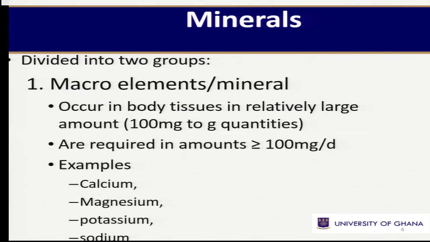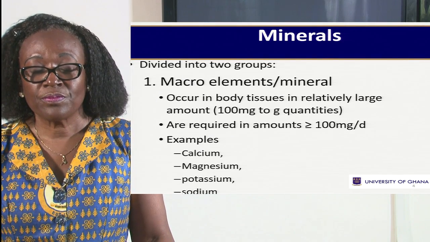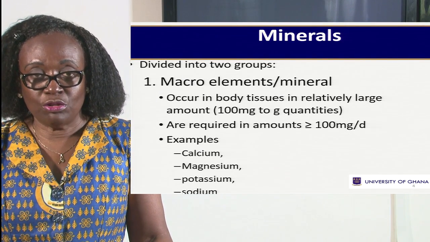The minerals are divided into 2: macro elements or minerals, and these are needed in larger amounts, from 100 milligrams to 2 grams quantities. For example, when we talk of calcium, we need calcium in large quantities that form our bones and our teeth. This is a typical example of a macro element that you can identify with bones. Our bones are made up of calcium.